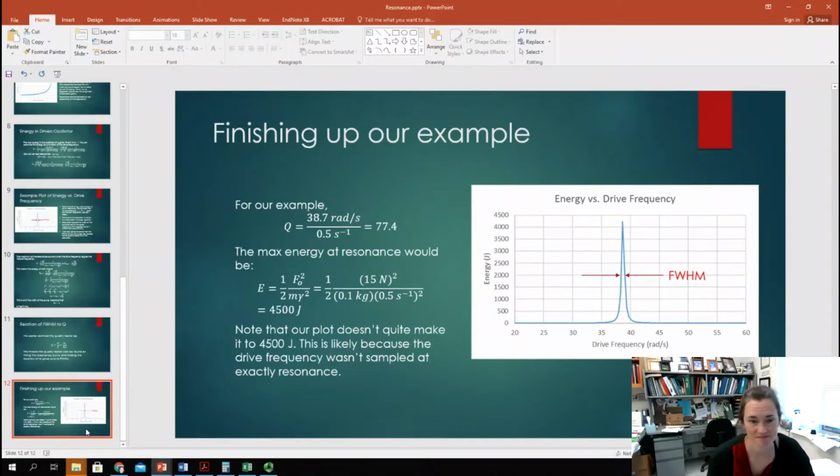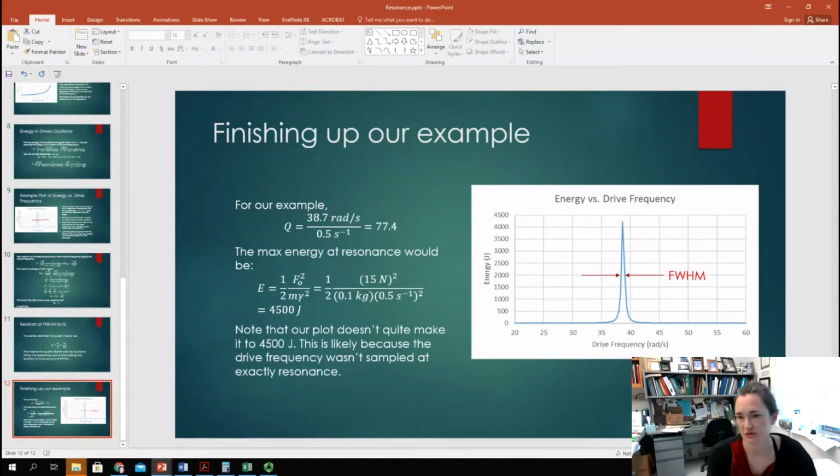Okay. Now the maximum energy at resonance would be 1/2 F naught squared over m gamma squared. So for our little example, F naught was 15 newtons, right? That's the drive amplitude. The mass was 0.1 kilograms, and gamma again was 0.5 inverse seconds. So plugging into that equation, I end up with an energy of 4,500 joules.